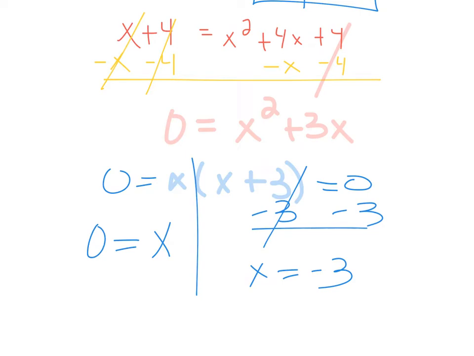Now make sure you check your answer, because when you do, either by plugging into the original or using the y equals trick, you're going to reject x equals 0. It's an extraneous solution, and x equals negative 3 is an answer.